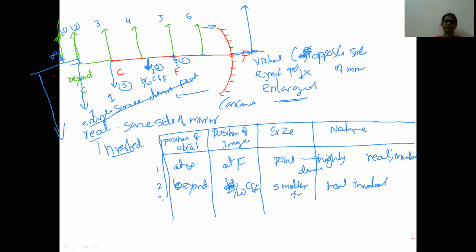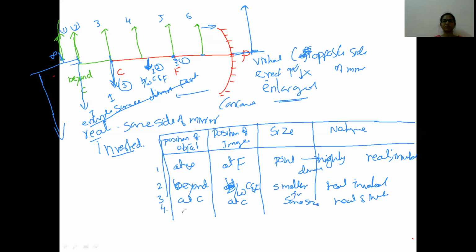And the third condition, when the object is at C, the image will also be formed at C with the same size. It is not decreasing or increasing. When the object is at C, the image is also formed at C with the same size. This is also again real and inverted.